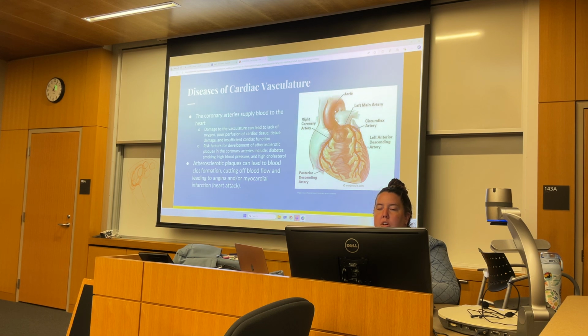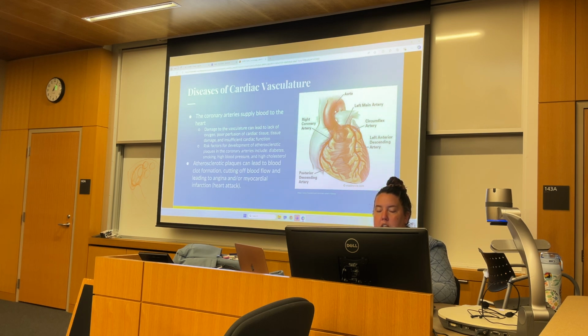So we have to remember that the coronary arteries supply blood to the heart. So you can see it in the image here. The coronary arteries are these vessels surrounding the heart that perfuse the heart itself. If you remember, when do they perfuse the heart? During diastole. During filling, okay? They cannot perfuse the heart during ventricular contraction. They can only perfuse the heart during diastole. So, damage to the vasculature can lead to a lack of oxygen, poor perfusion of cardiac tissue, tissue damage, and insufficient cardiac function. The way that this happens is through something called atherosclerotic plaques.